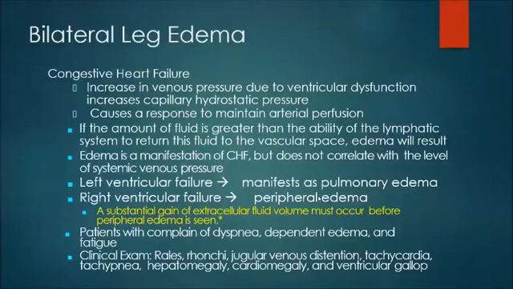Left ventricular failure will manifest as pulmonary edema, and right ventricular failure will manifest as peripheral edema. But with right ventricular failure and peripheral edema, you'll need a substantial gain of extracellular fluid volume before the peripheral edema is actually seen, which means they probably had their CHF for a long time, might not have known it. Patients will complain of dyspnea, dependent edema, and fatigue. Other things to look at in your clinical exam are rales, rhonchi, jugular venous distension, tachycardia, tachypnea, hepatomegaly, cardiomegaly, and ventricular gallop.